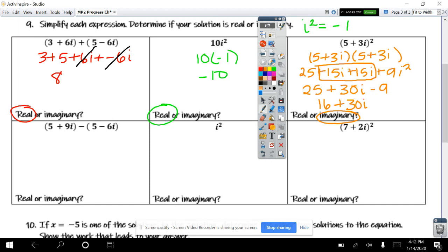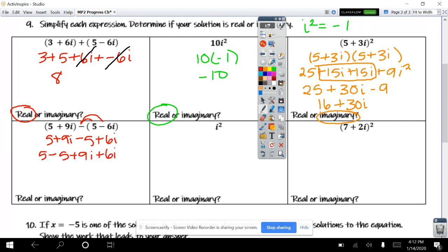Next one, we're subtracting. So again, I like to group things. And then I have to remember to distribute my negative sign. So I actually might rewrite this first as leave the 5 plus 9i in front, and then I'm subtracting 5. And since I'm subtracting negative 6i, that becomes plus 6i. Now I'm going to rewrite it to group 5 minus 5 because I can combine those, and 9i plus 6i because I can combine those.